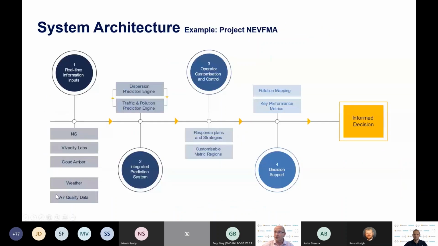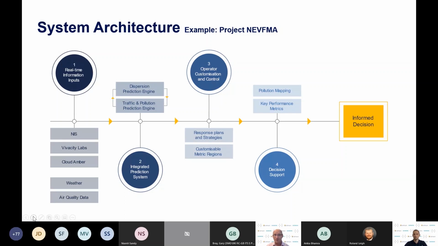So we started off with that real-time information. So we've got the NIS system and the Network Information System from Highways England. So this is all Highways England's traffic counting information, providing us real-time information. We've got the Vivacity Labs cameras, which were deployed across the network. I think there was about 70 of those that we had access to. So they were giving us real-time data of motorised vehicle. We weren't interested in this particular project on pedal cycles and pedestrians, but that data was available to us.